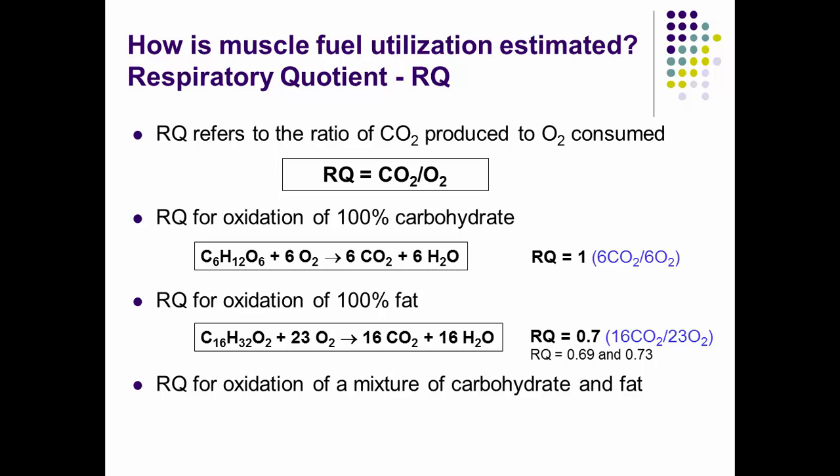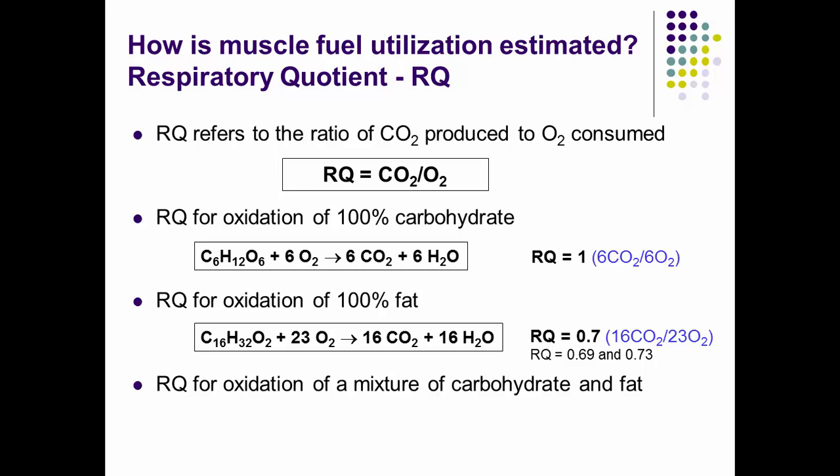And what about fat, the fatty acids? Let's take palmitate as the example. Palmitate has 16 carbons, right? It requires 23 molecules of oxygen and produces 16 molecules of CO2 and 16 molecules of water. So again, if you calculate, the RQ will be around 0.7. So if 100% of fat is oxidized, RQ would be 0.7, and if 100% of carbohydrate is oxidized, RQ would be 1.